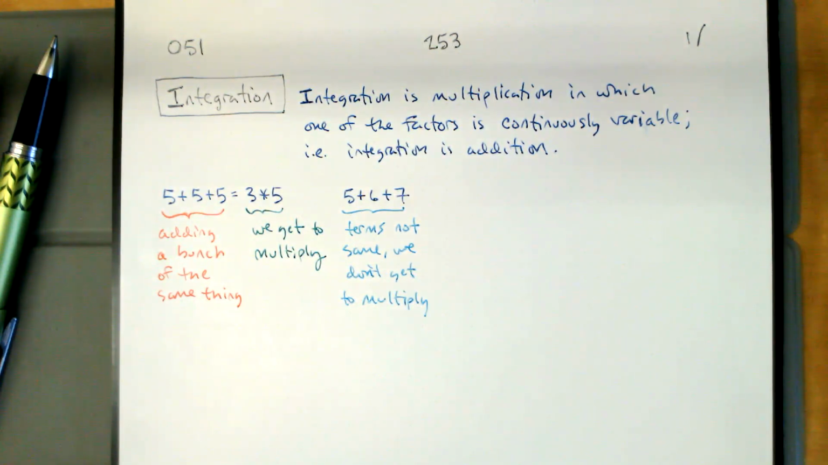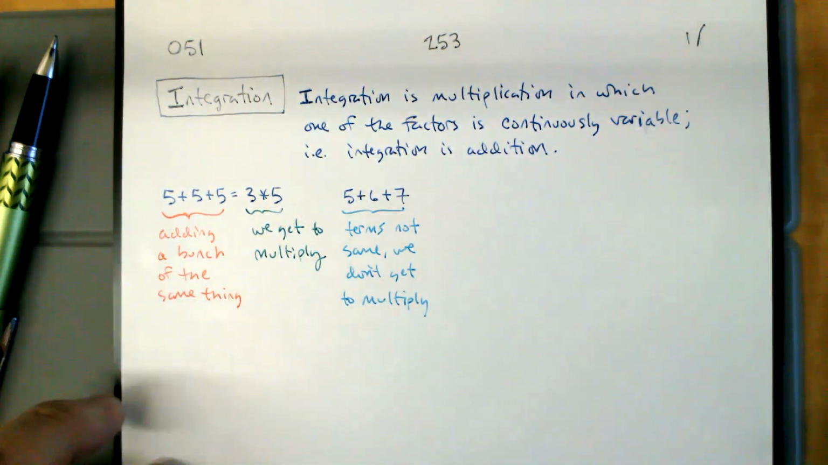Here's a sum where the terms are different, but this sum is a discrete sum. There's a first term, a second term, and a third term. Where calculus enters into it is where the terms in our sum are not discrete, are not separated. Where one of the factors in a multiplication problem is continuously variable. And that's where we end up with Riemann sums.